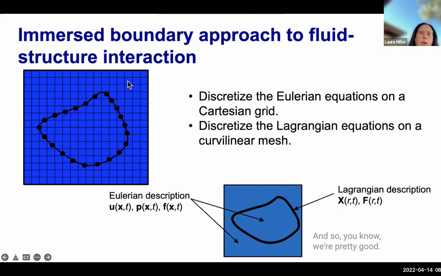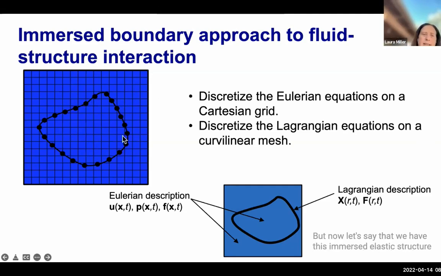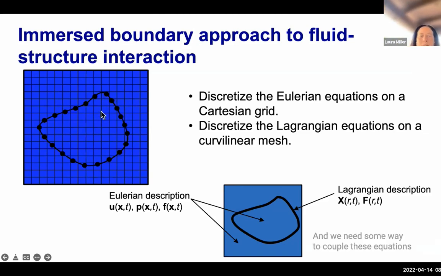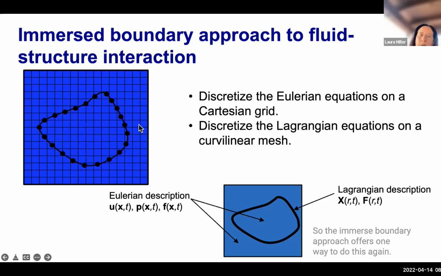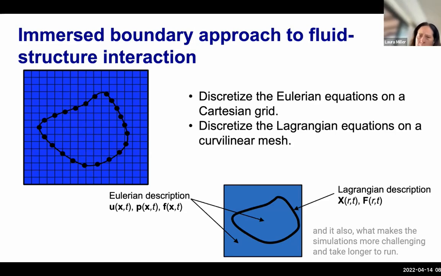And so, you know, we're pretty good, if you just have a box of fluid, at solving for the velocity and the pressure at each of these nodes. But now let's say that we have this immersed elastic structure and we're solving elasticity equations on that structure. And we need some way to couple these equations that are also being solved on different grids. So the immersed boundary approach offers one way to do this. Again, I won't go into the details, but just to say it adds quite a bit of additional complexity. And it also makes the simulations more challenging and take longer to run.